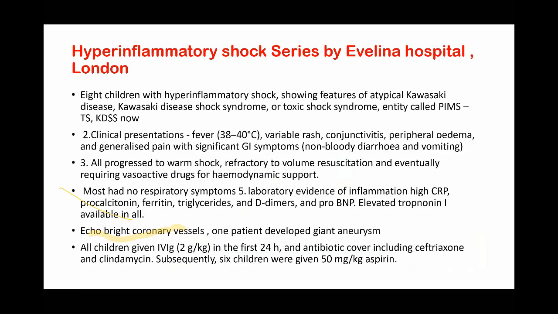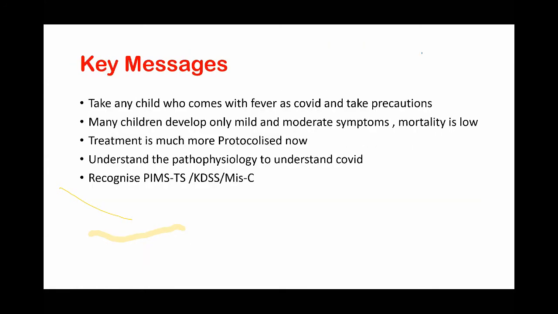And this is the paper from Evelina, where they saw that the fever, rash, conjunctivitis, and GI symptoms were the main symptoms. And they did D-dimer, pro-BNP, and troponin I. So troponin I and pro-BNP are raised. They suggest myocarditis-like picture or the cardiac dysfunction. So they have to be treated with IVIG. And the bright coronary vessels were seen. And as I said, the treatment is IVIG, which they have given in all the patients, along with antibiotic cover and vasopressors, because most of them were with the warm shock. So they gave norepinephrine in those patients.